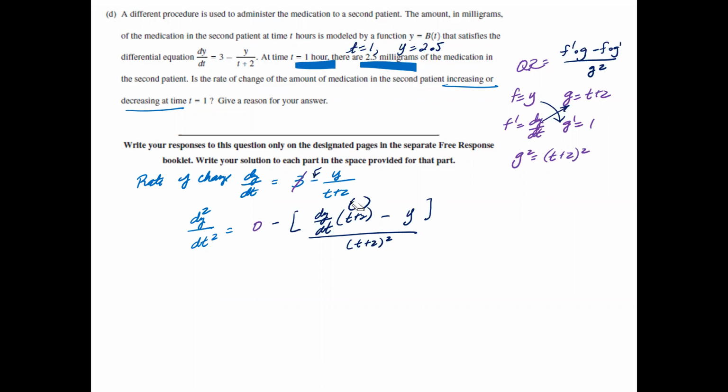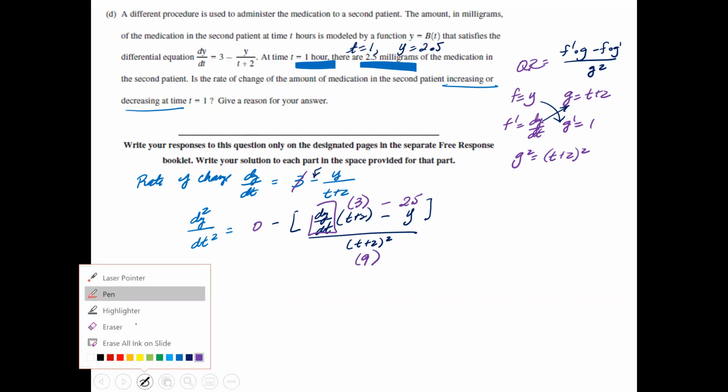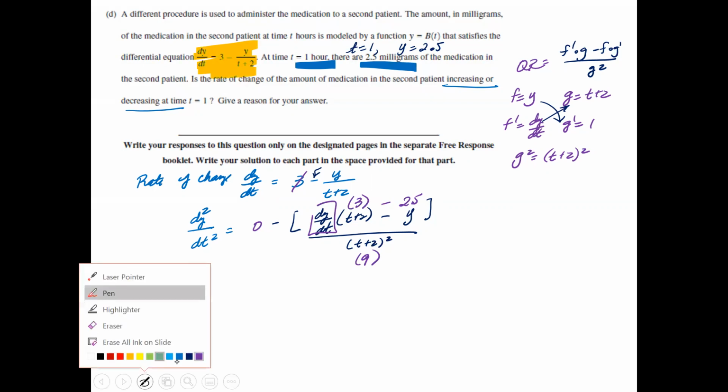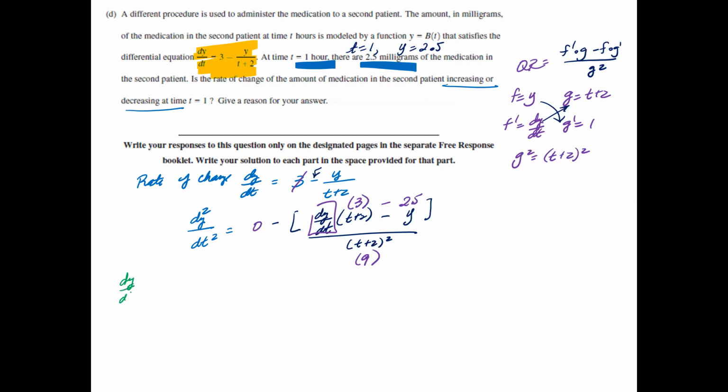I'm going to change this to a different color so that we can keep track of what we're doing. So that's going to be a 3 minus y, which is 2.5. In the denominator, you're going to have 1 plus 2, which is 3 squared, which is a 9. Then I have this pesky dy over dt, but lucky for you, in your original equation, it's given that dy over dt is going to be 3 minus y, which is 2.5, over 1 plus 2, which is 3.